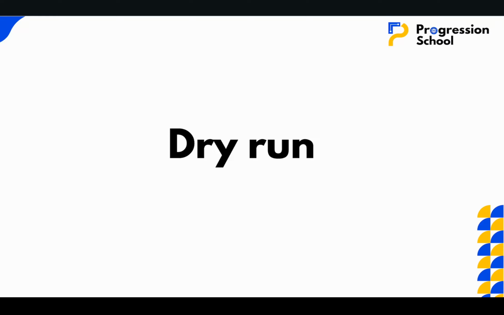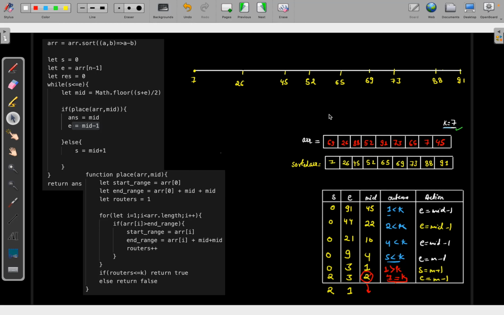In this video, we will see the dry run of the code. Now let's understand the dry run of this code. So basically here, I will start with this one.